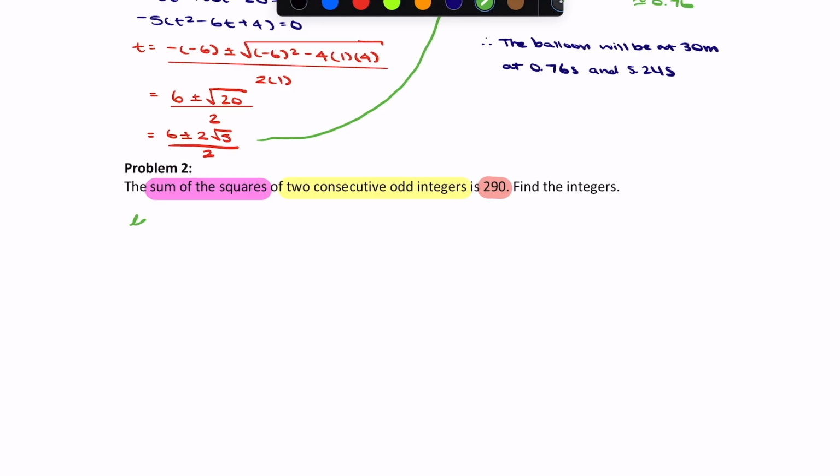So we're going to let x represent the first odd integer, and we're going to let y represent the second odd integer.